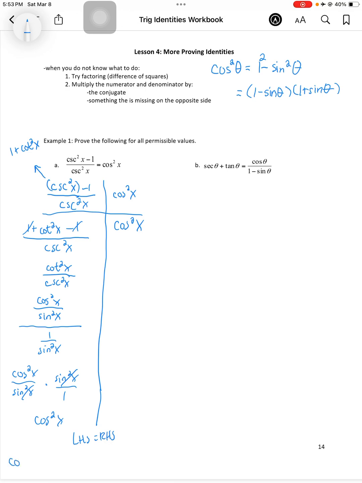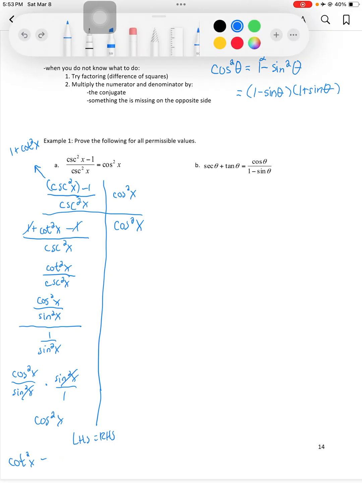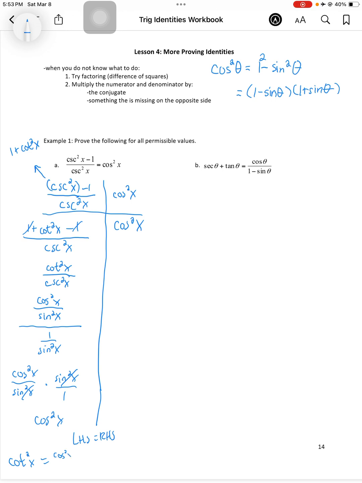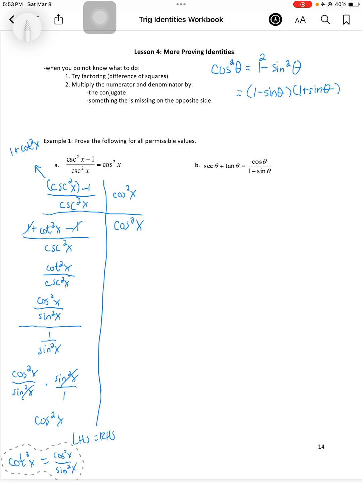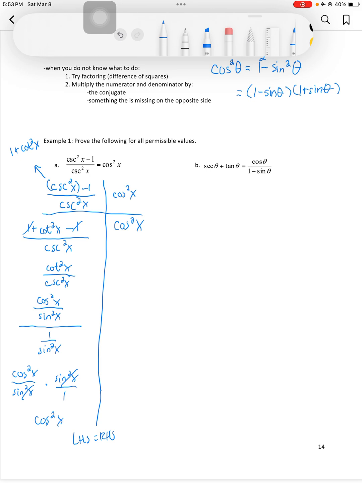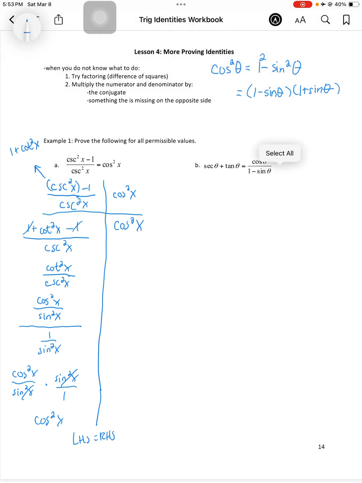Again, just to recall, cotangent squared x is the same thing as, not sine, sorry, cos squared x over sine squared x. If this was a cube, it would be cos cube x over sine cube x, and so on. That pattern applies. Now we're on letter B. For letter B, here we see we have secant theta plus tan theta equals cos theta over 1 minus sine theta.